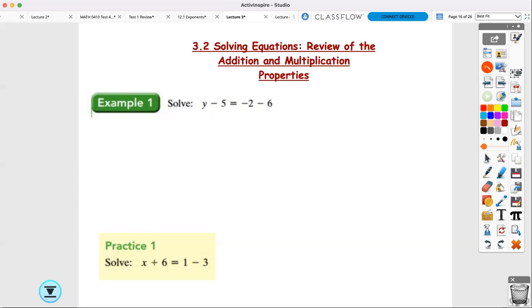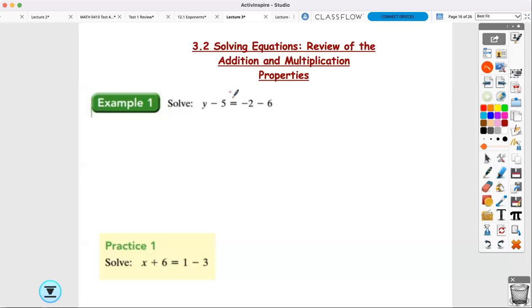All right, guys, let's take a look now. So now we're gonna be solving equations where we're gonna have to simplify one side versus the other side and then manipulate the equation to our benefit. So take a look at example 1. Y minus 5 equals -2 minus 6.